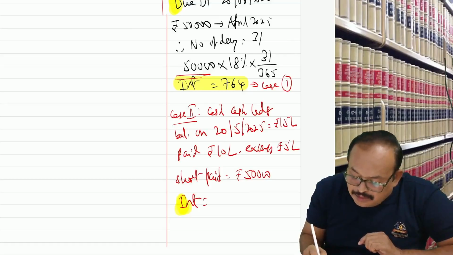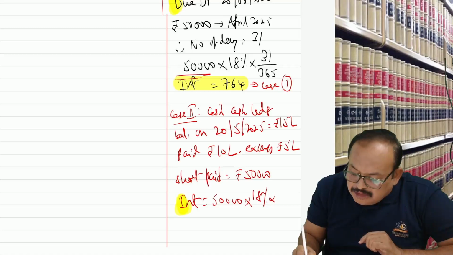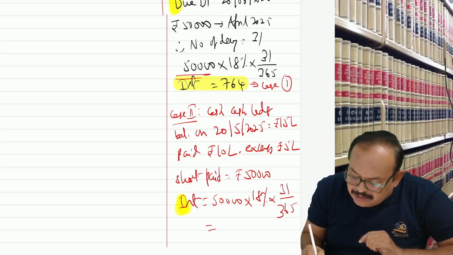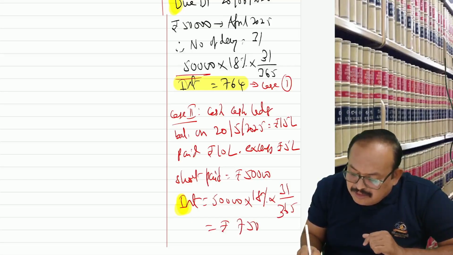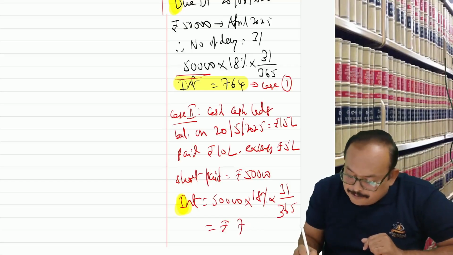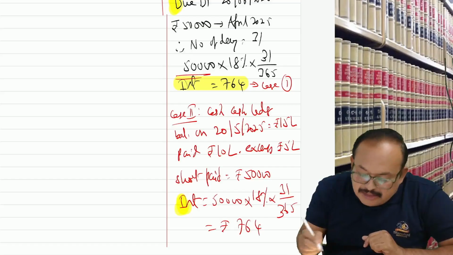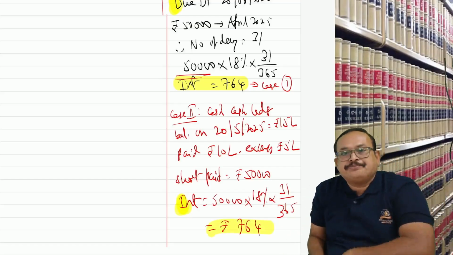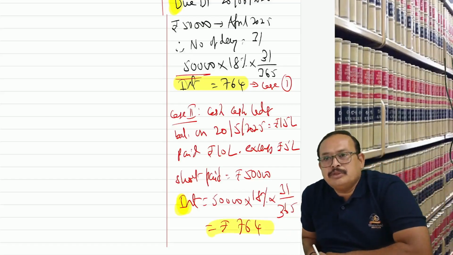Interest is equal to 50,000 into 18% into 31 divided by 365 days, equal to rupees 760. Our answer remains the same, not changed. You get my point?